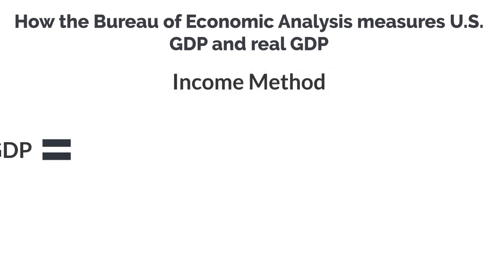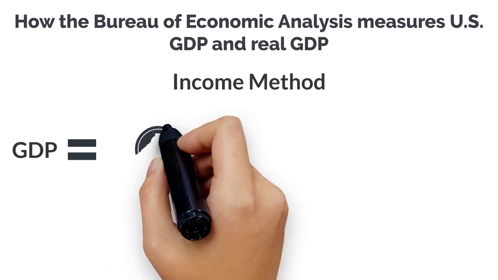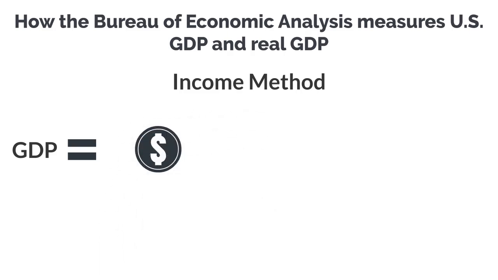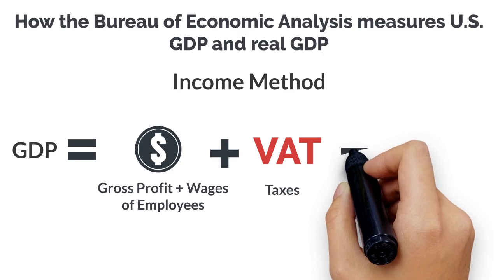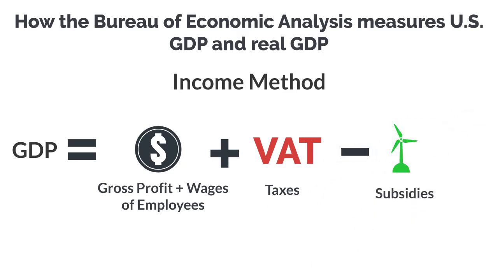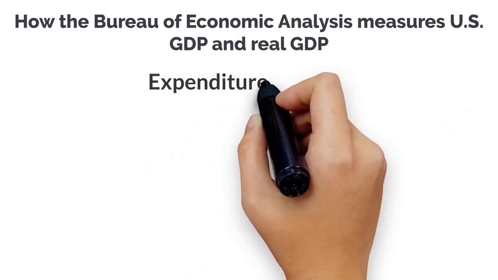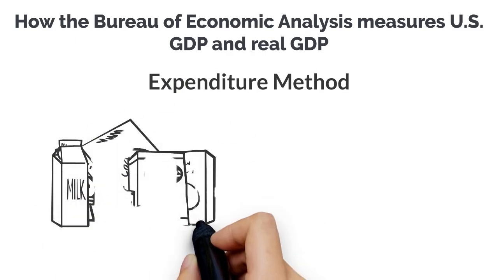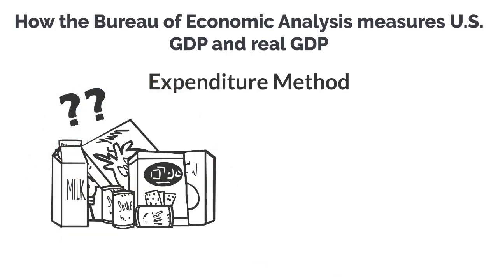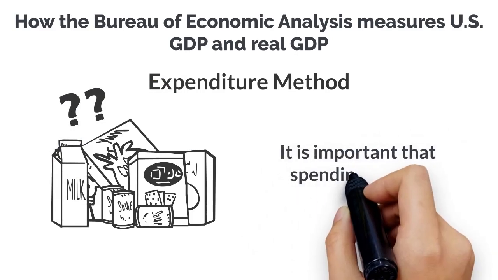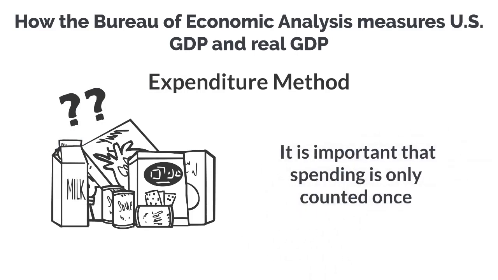Income method. The income method measures GDP by adding together gross profit, the gross profit of companies and the self-employed, plus the wages of employees, compensation of employees, plus all taxes on products like VAT, minus all subsidies like renewable energy. Expenditure method. In the expenditure method, as the name implies, we measure how much is spent on goods and services. It is important that spending is only counted once.